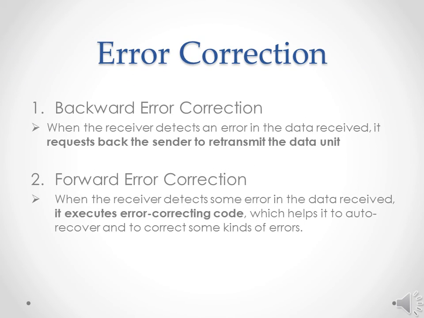In the digital world, error correction can be done in two ways. First, backward error correction. When the receiver detects an error in the data received, it requests the sender to retransmit the data unit. Second, forward error correction. When the receiver detects some error in the data received, it executes error-correcting code, which helps it to auto-recover and to correct some kinds of errors.